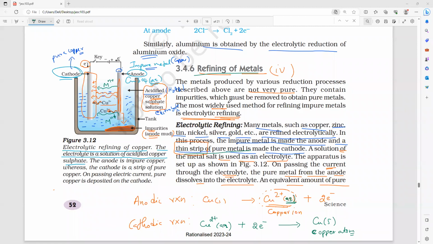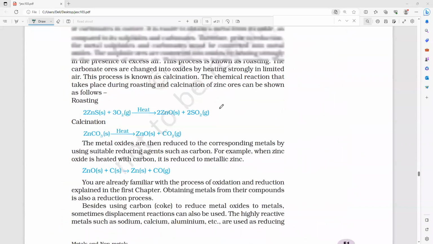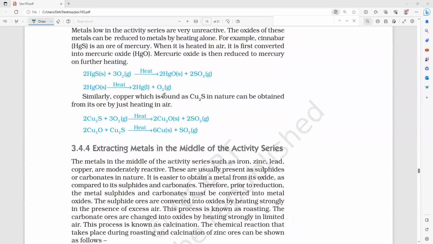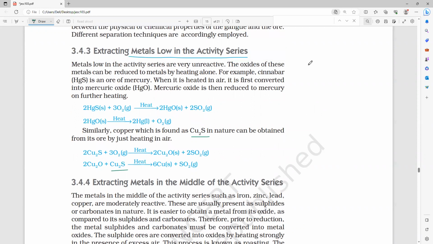So this is about the extraction of the least reactive metals. Whenever you get the low reactivity series, only 2 you have to remember: one is copper, another one is mercury. But the equations are very important. Copper sulfide, cuprous sulfide is also reacting, and you have to remember the anodic and cathodic reactions very carefully. Cu2S is cuprous sulfide, which we can say is copper glance. Remember those names.